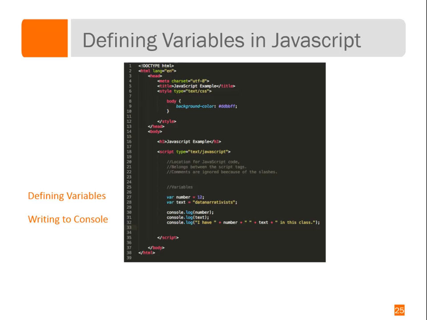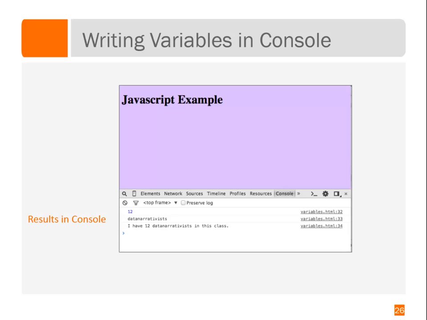So similarly, we'll see here, we've defined those variables. So as we discussed, our two variables are number and text. For the number variable, the value is 12. For the variable called text, it's a value of data narrativist. And then we write out these three statements. So those three statements will write out to console. And then the results that we'll see is just like we described.